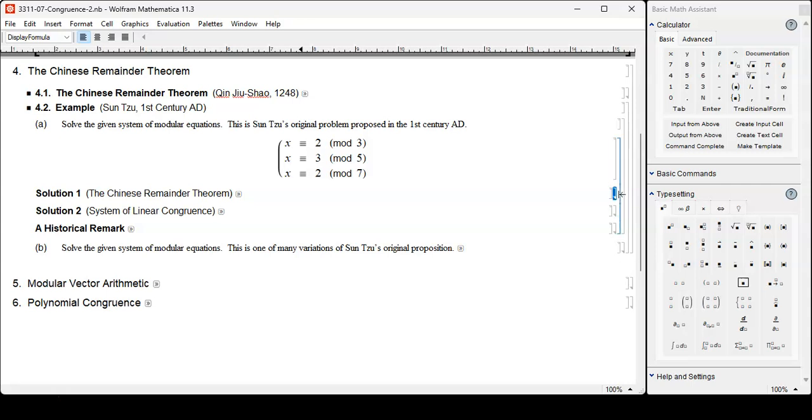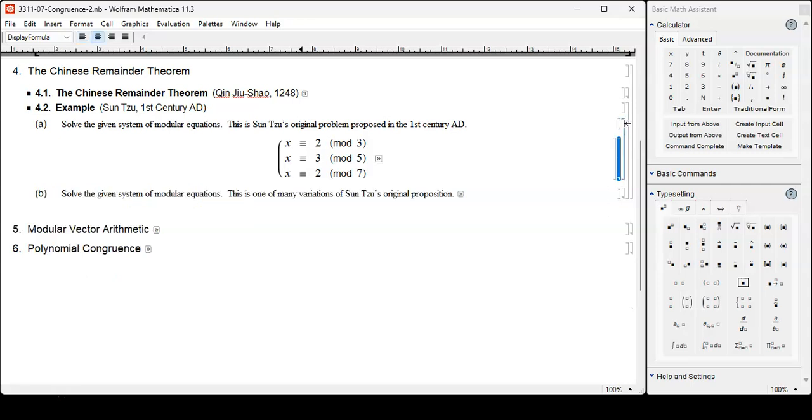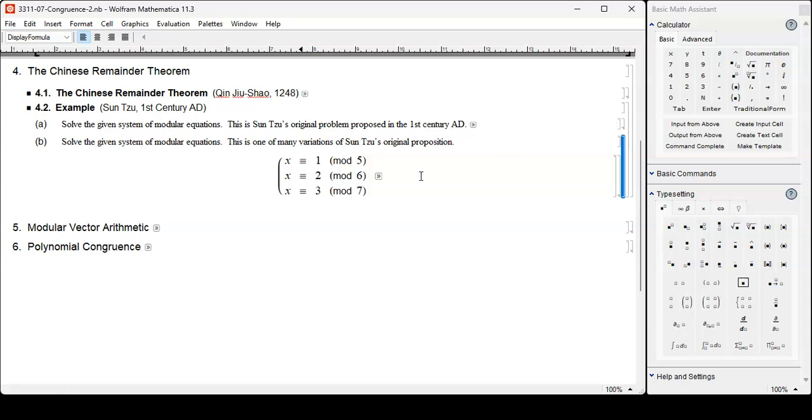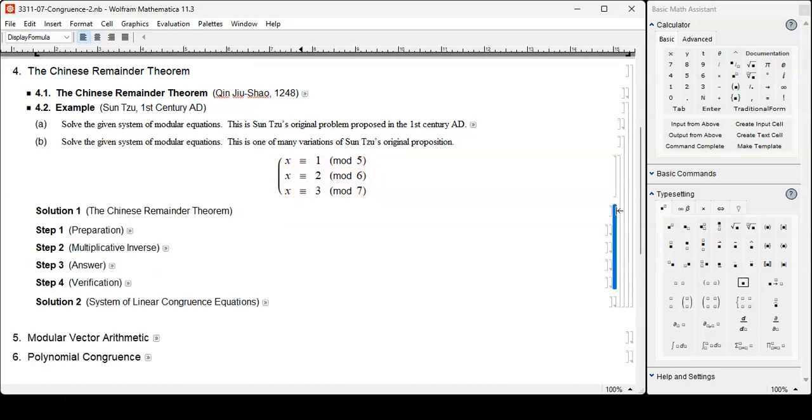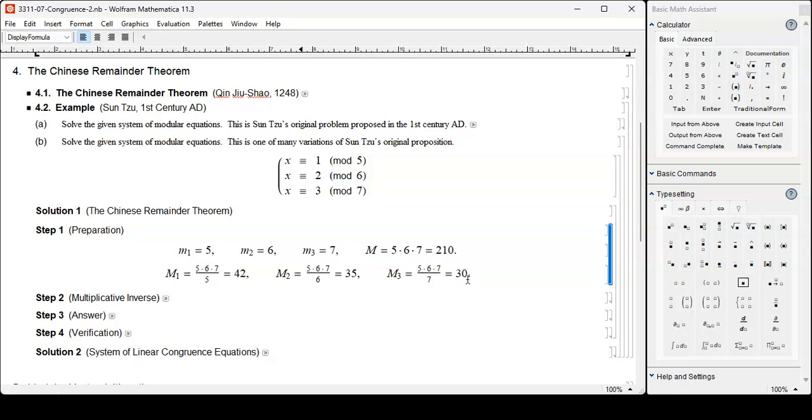Do we have enough time for another example problem? Let's try. Here's a variation, modulo 5, 6, and 7, and please note that they are all pairwise relatively prime. Step 1 is the preparation. We want capital M1, capital M2, capital M3. And then let's find their inverses, mu1, mu2, and mu3.